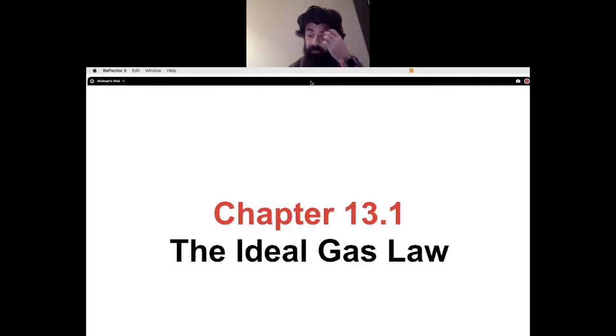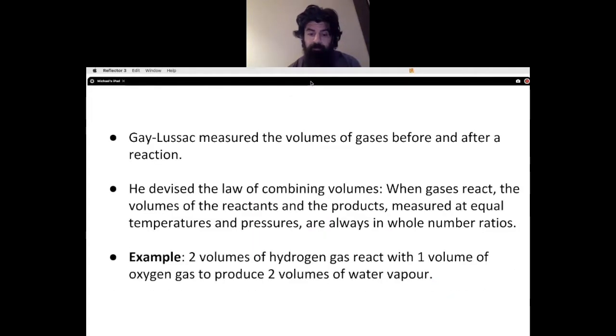The Ideal Gas Law. So, Gay-Lussac measured the volumes of gases before and after a reaction. He devised the law of combining volumes. When gases react, the volumes of the reactants and products, measured at equal temperatures and pressures, are always in whole number ratios.